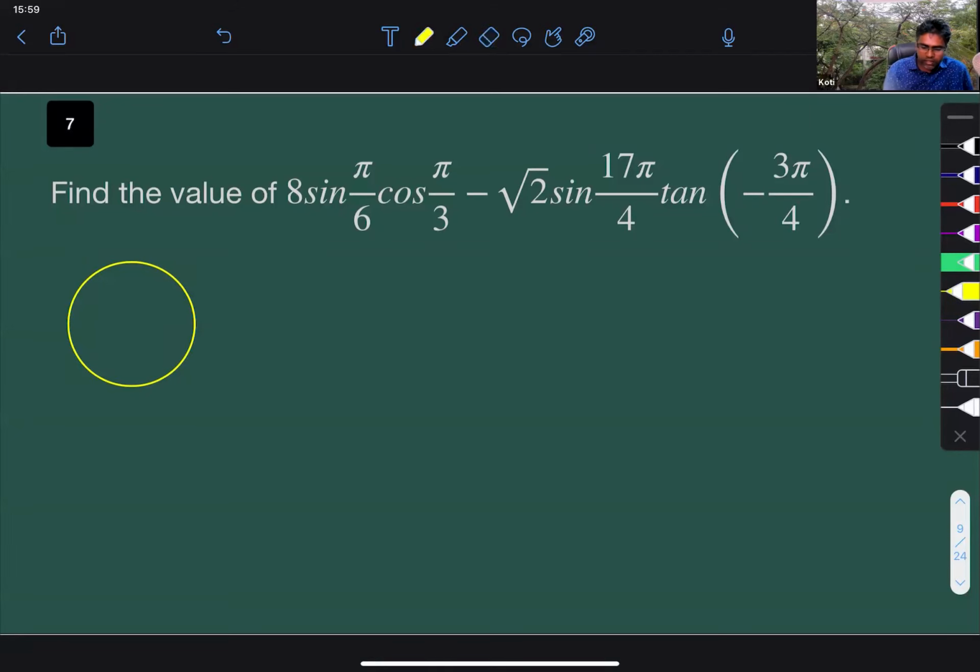Okay, so if you look at this, from the reference line you're going clockwise, and then you reach this point. So this angle is minus 135 degrees, or you can say this is minus 3 pi by 4. So this is basically pi by 4.